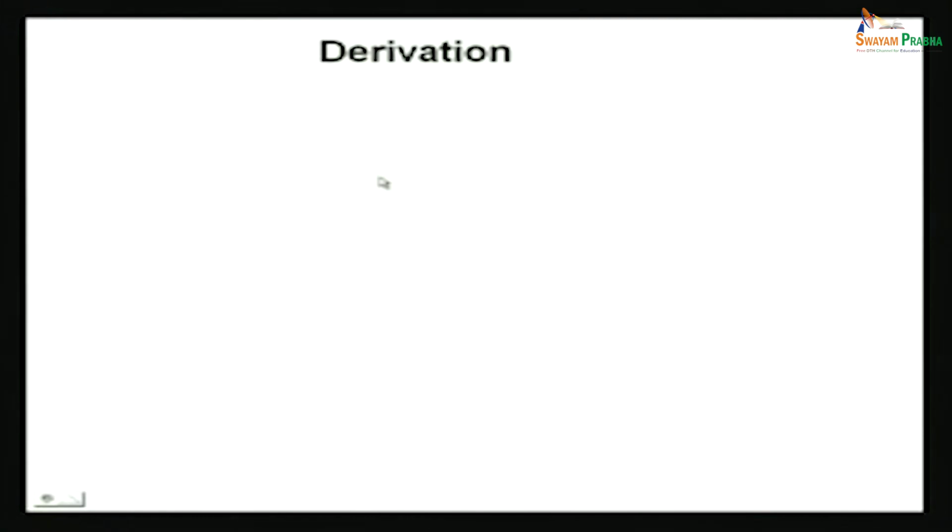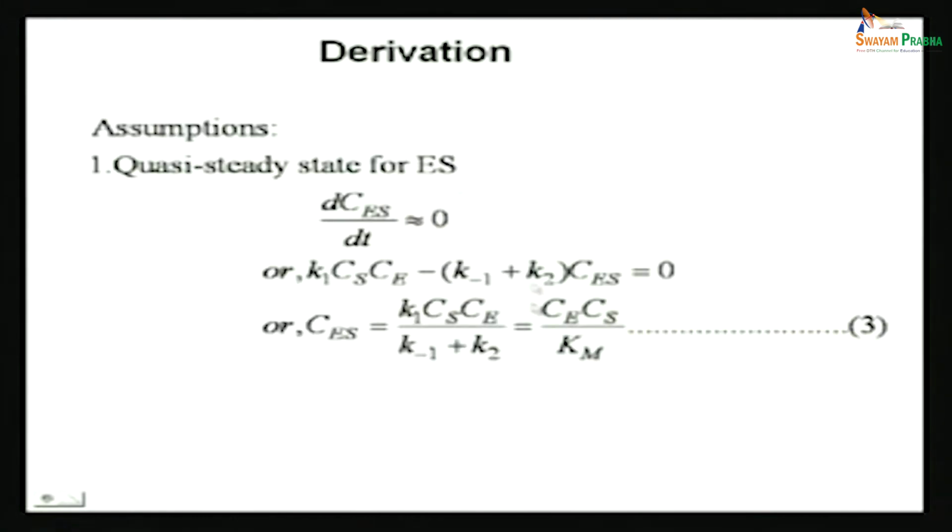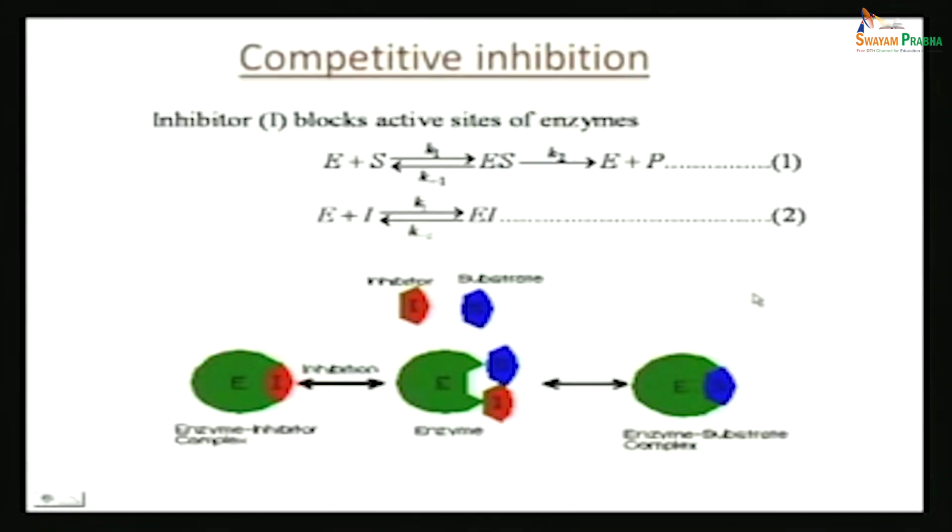So what I want you to do is, in the next half hour or whatever we have, we'll go through the derivation of competitive inhibition, and I want you to actually work it out with pen and paper, because that's the only way you can learn it. So the first assumption that we make: let's go back to the equations again to jog your memory. Look at the first reaction.